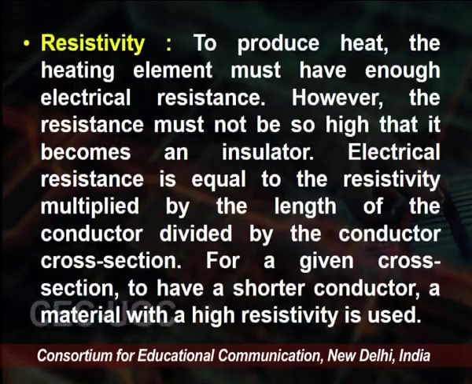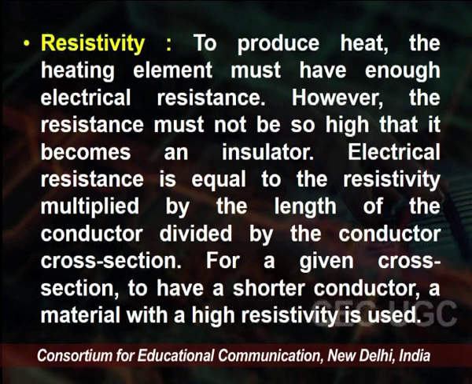First is the resistivity. To produce heat, the heating element must have enough electrical resistance. As we see, low resistance means high heat. So, if we want to produce high heat, we require a suitable amount of resistance. To produce the heat, the heating element must have enough electrical resistance. However, the resistance must not be so high that it becomes an insulator.